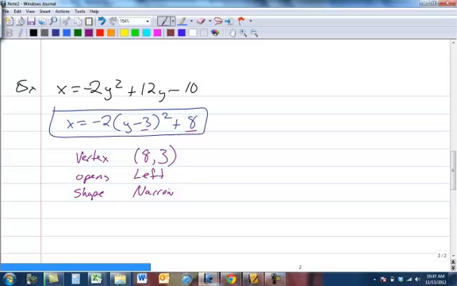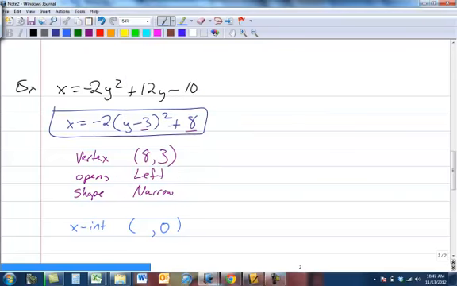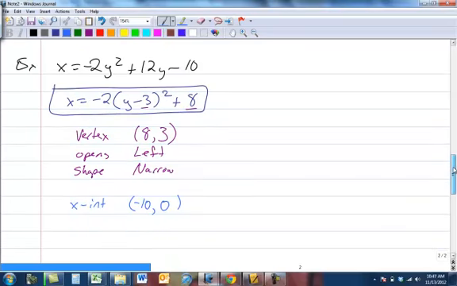All right, let's talk about the x-intercepts. An x-intercept is the point something, comma, 0. In other words, y is 0. So let's plug in 0 for y. Now, when you plug in 0 for y, that's nice. It's really easy. 0 minus 3 is negative 3. Squared is 9. 9 times negative 2 is negative 18. Plus 8 is negative 10. So our x-intercept here is negative 10.